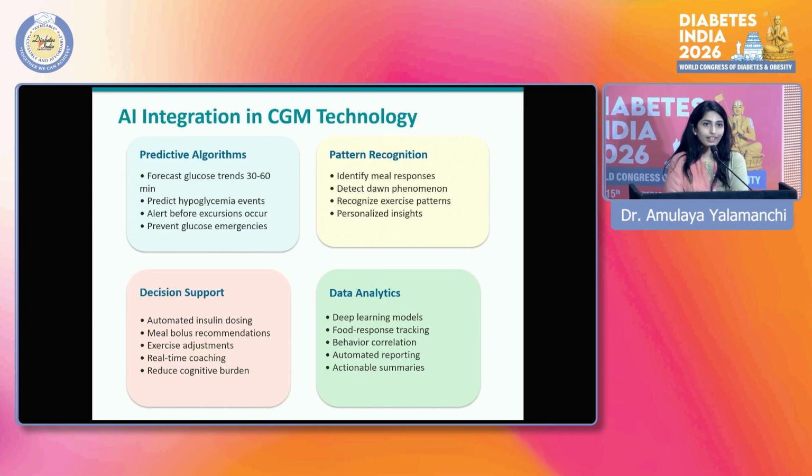Now there is AI integration with CGM technology. There are predictive algorithms forecasting glucose trends 30 to 60 minutes ahead, and they give hypoglycemia alerts before the excursions even occur. This prevents glucose emergencies in the majority of the population. Now we are also using AI to recognize patterns, identify meal responses, and detect dawn phenomenon and exercise patterns, and they individualize and give personal insights.